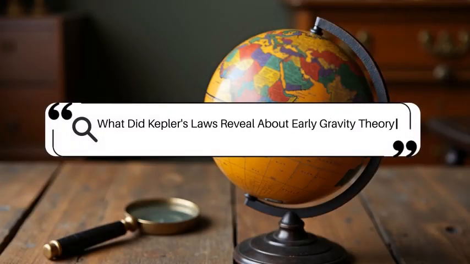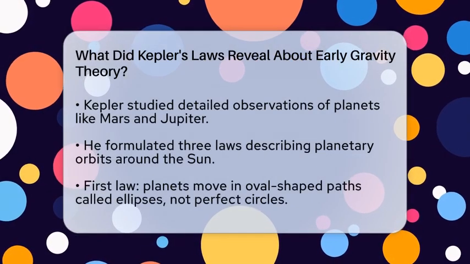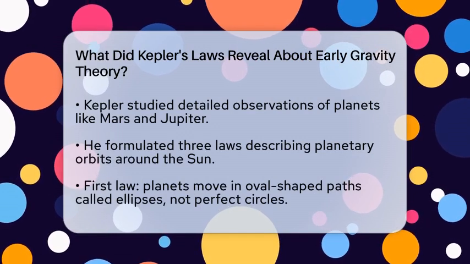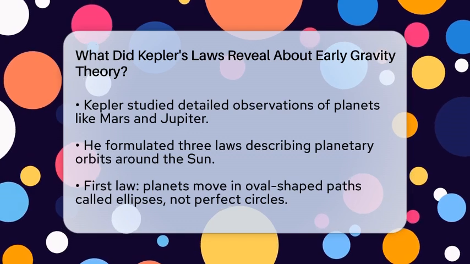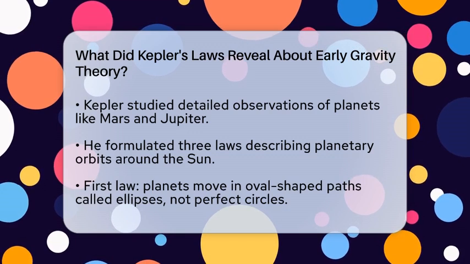What did Kepler's laws reveal about early gravity theory? Imagine trying to understand how planets dance around the sun without knowing what pulls them in. Kepler's laws gave us clues about these cosmic moves, even before we knew about gravity. Kepler studied detailed observations of planets like Mars and Jupiter.